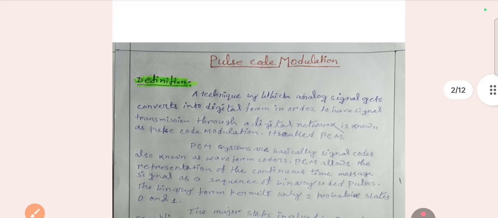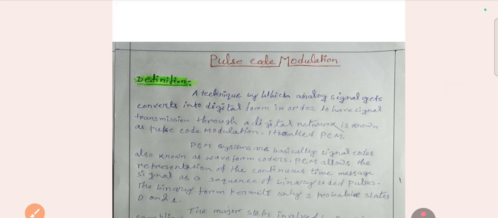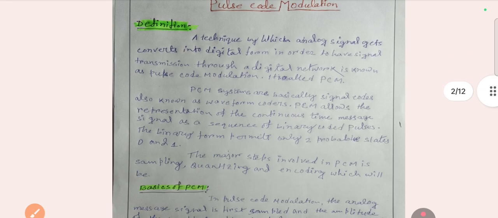Definition: a technique by which an analog signal gets converted into digital form in order to have signal transmission through a digital network is known as pulse code modulation. It is called PCM. PCM signals are basically signal coders, also known as waveform coders. PCM allows the representation of the continuous-time message signal as a sequence of linearly coded pulses. The binary form permits only two possible states, 0 and 1.